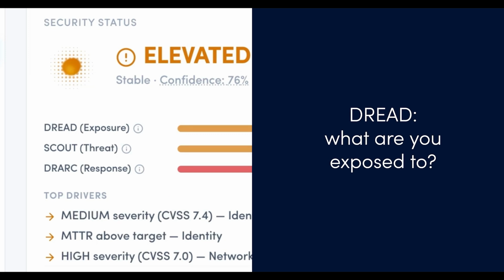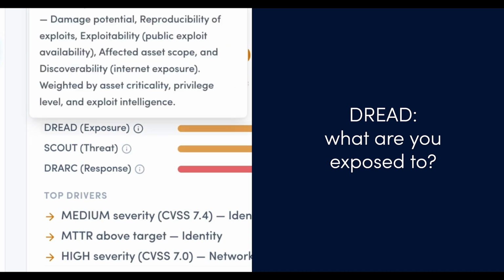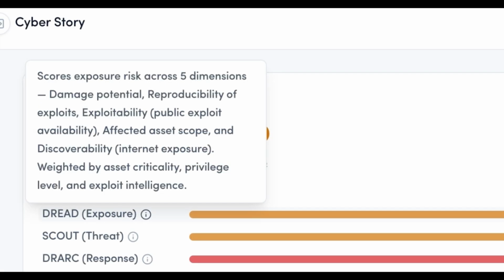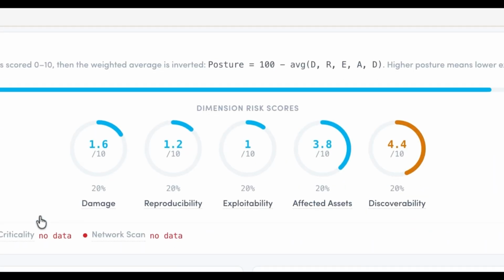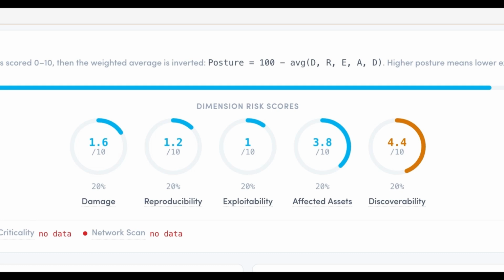Firstly, DRARC. What are you exposed to? DRARC measures your exposure, not what attacks have happened, but what could happen based on the weaknesses and gaps that exist in your environment today. Here, you can see that every issue we detect gets scored across 5 dimensions. Think of them as 5 questions we ask about each problem.